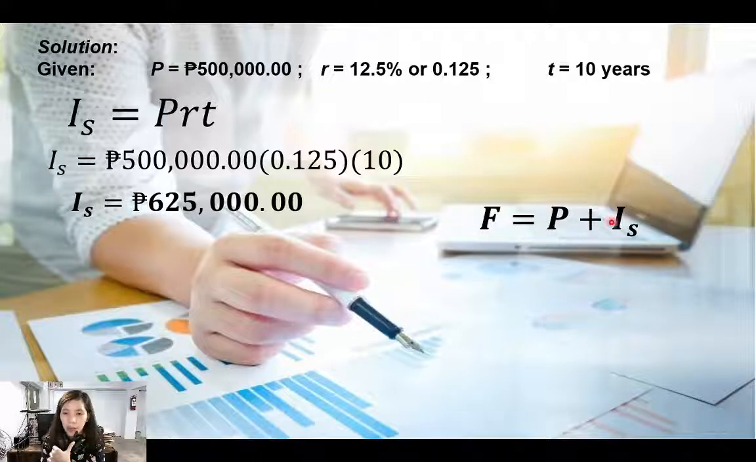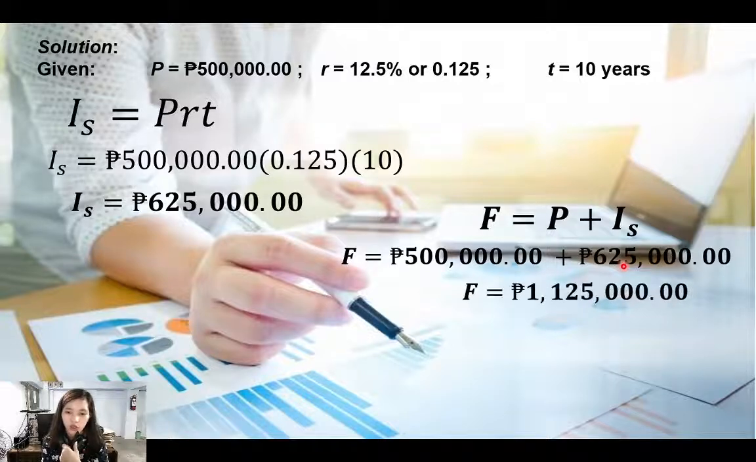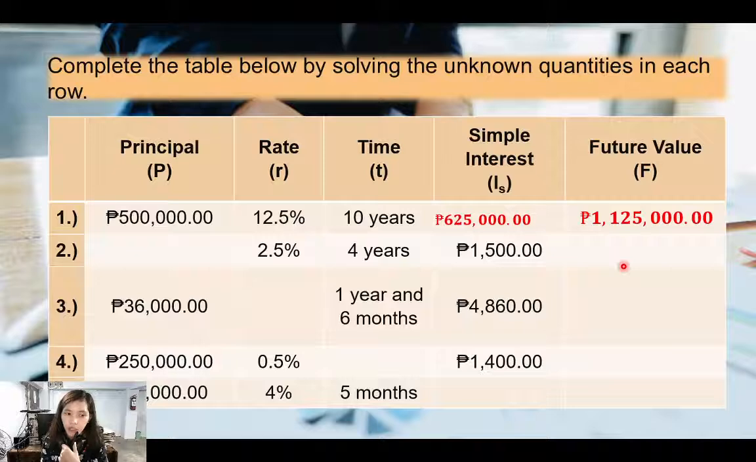And now, let's try to find the future value. F is equals to P plus I sub S. Okay, F is equals to 500,000 plus 625,000. Since we already got the simple interest, there are many formulas to find the future value, but since we have the simple interest, we can simply add it to the principal amount. 500,000 plus 625,000 is equals to 1,125,000. So, we put it in our box. And there is now an answer for number 1.